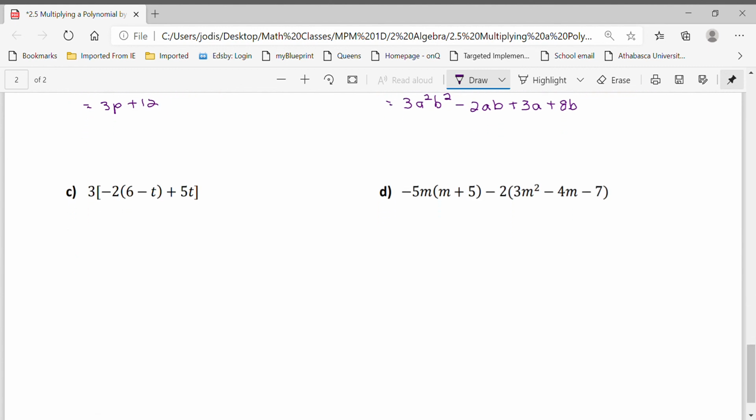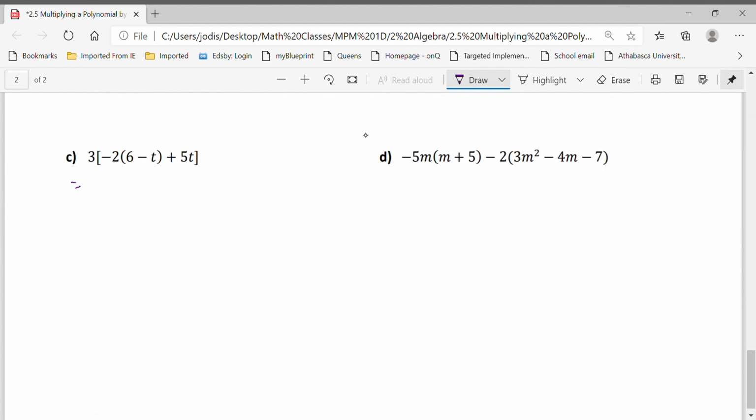Okay, last two. So again, now we have to think of our bedmas as well. So order of operations still counts here. So we want to do our inner brackets first. So leave this 3. And then here we want to distribute. So negative 2 times 6, negative 12. Negative 2 times negative t is positive 2t plus 5t.